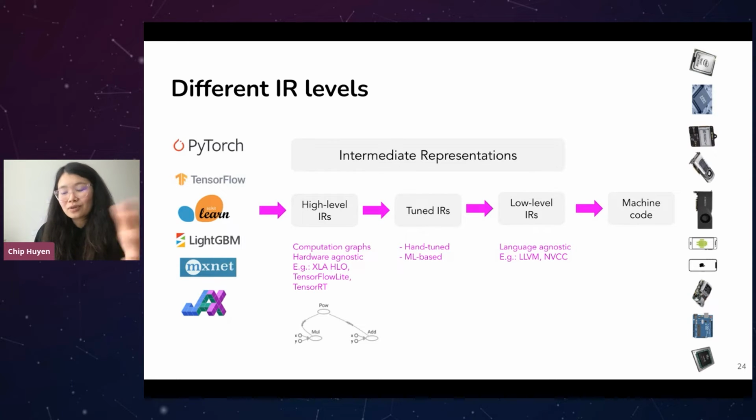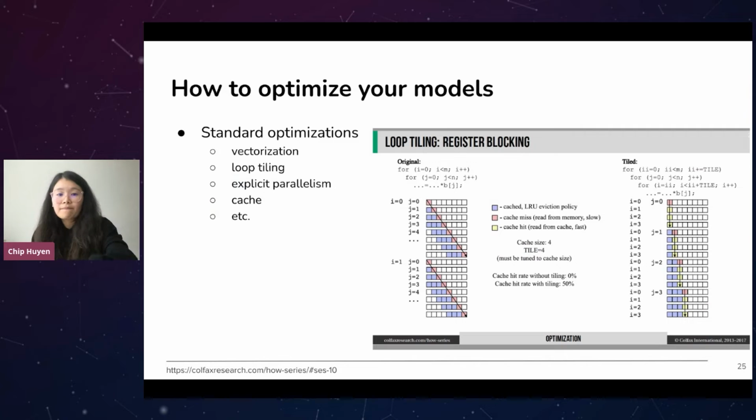If you use TensorFlow, you're probably familiar with it. It's a computational graph, basically a graph of how the computation is done in the model. Then you have lower-level IRs, which are language agnostic, for example LLVM or NVCC, and there are also middle-level IRs, which we're going to go into later.